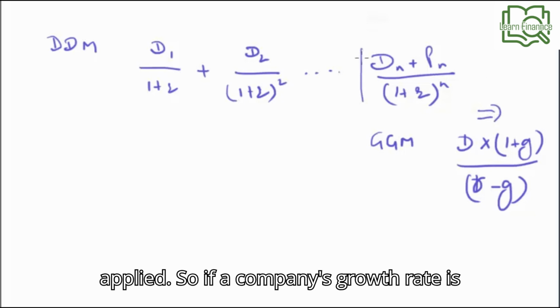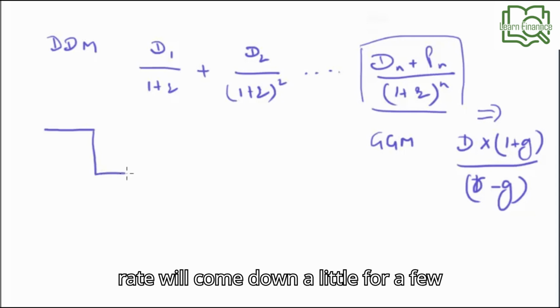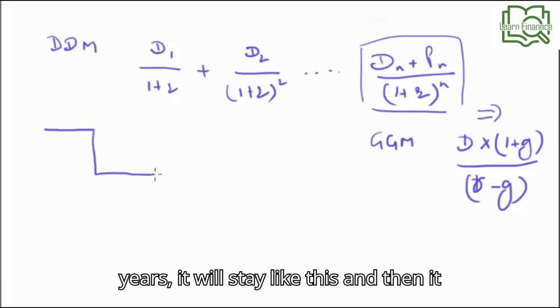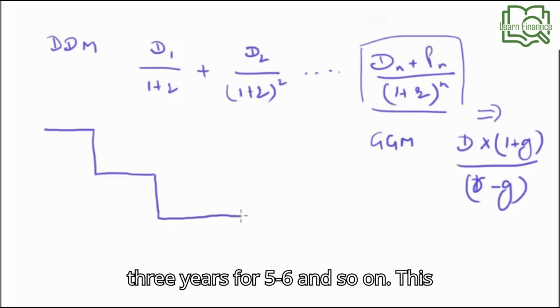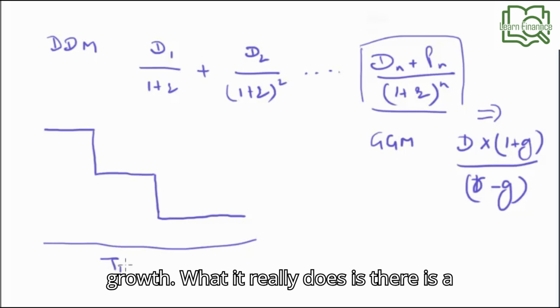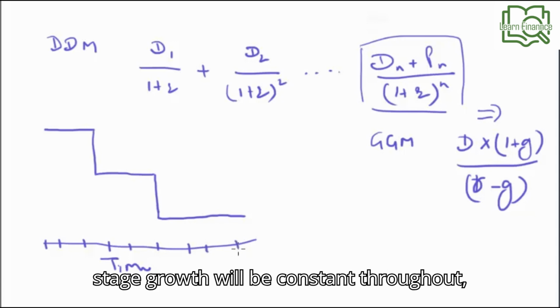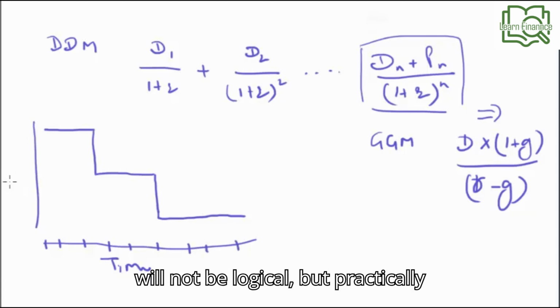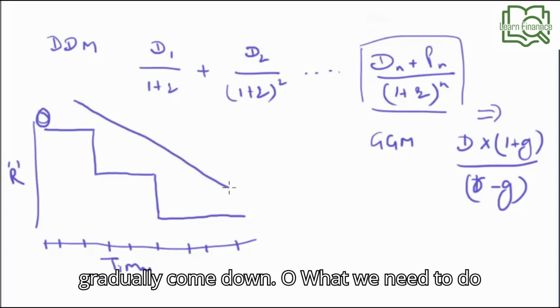So, if a company's growth rate is very high initially, after that the growth rate will come down a little for a few years, it will stay like this and then it will stabilize. 1 to 2, 3 years, for 5, 6, and so on. This basically represents the growth rate. What it really does is there is a step down in the growth levels. The stage growth will not be constant throughout, which would not be logical, but practically speaking, it will gradually come down.